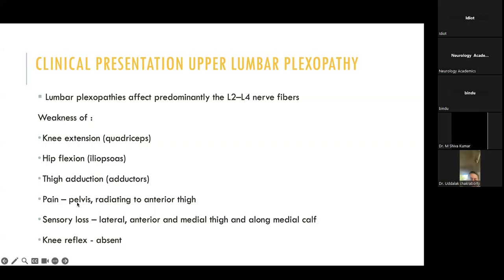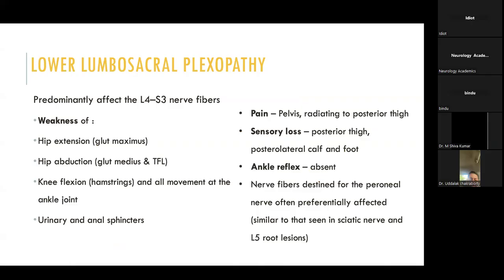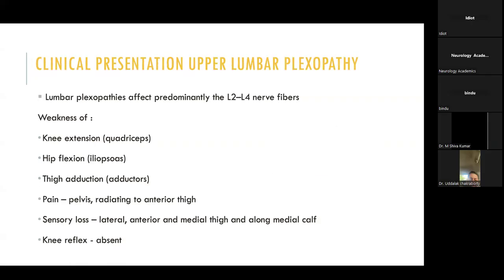Pain: the patient can present with pain which is radiating to the anterior thigh. Sensory loss, the whole of the anterior thigh above the knee. Major sensory loss will be there above the knee, and also along the medial calf, because of involvement of the saphenous nerve, which is a branch of the femoral nerve derived from the upper lumbar plexus. Knee reflex is absent. Here, in pure upper lumbar plexopathy, ankle jerk is preserved.